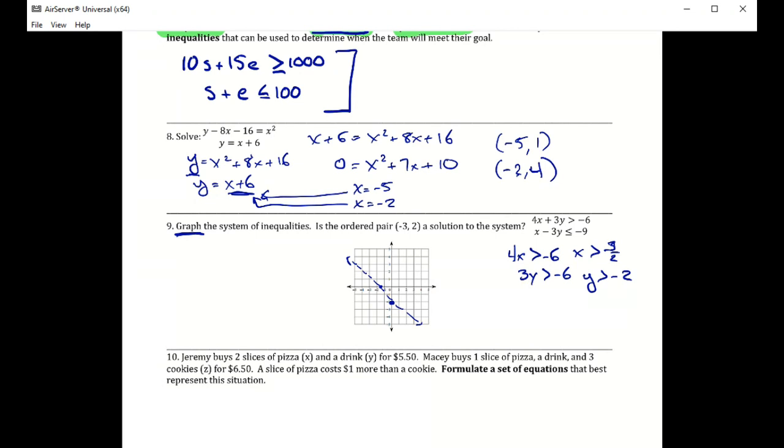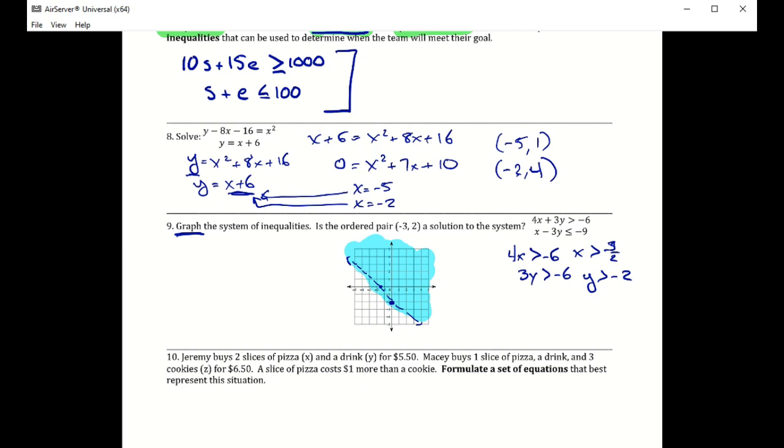And there we go. And we can check, plug in the origin 0, 0. Is 0 greater than -6? Why, yes, it is. So you know what? I'm going to do highlighter. So we're shading that way.